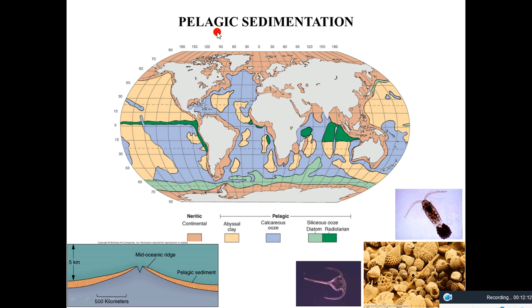We saw where the pelagic zone is present. So pelagic sediments include abyssal clay, calcareous ooze, and siliceous ooze. Siliceous ooze may contain diatoms or radiolarians. So these are various organisms which are present in the regions which are shown here.